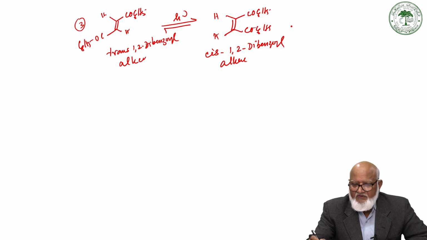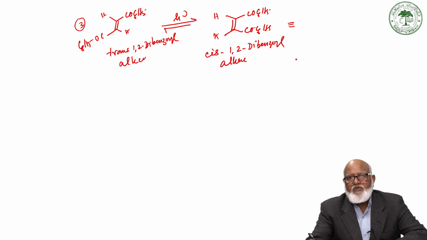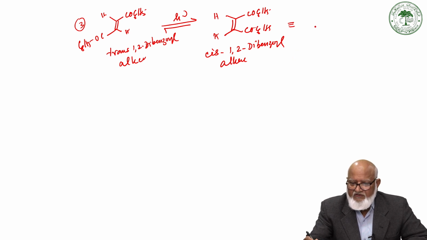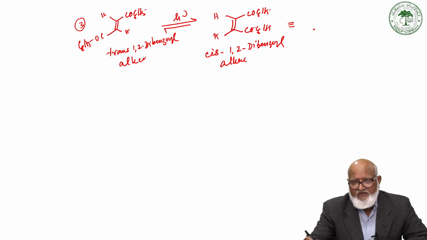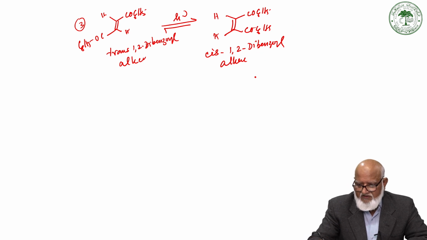Now when the two benzoyl groups are in the cis orientation, it can undergo a further photochemical reaction involving phenyl group migration. This rearrangement is called dibenzoyl alkene rearrangement. So if you write this molecule in this fashion, C6H5.